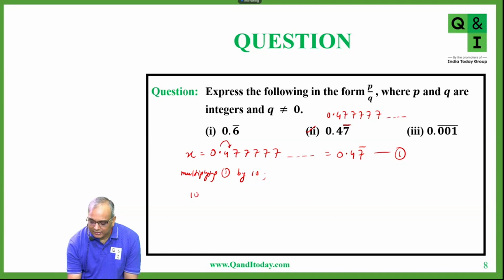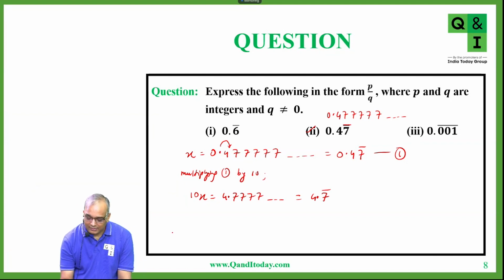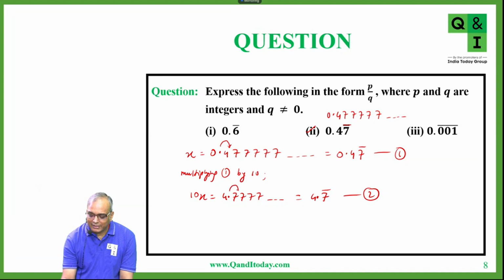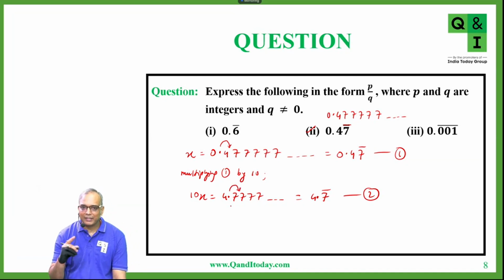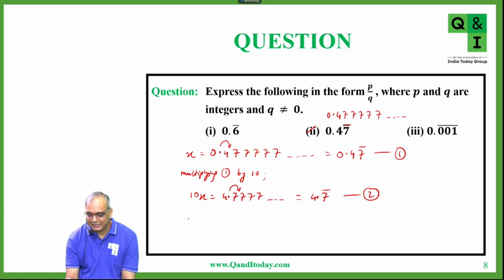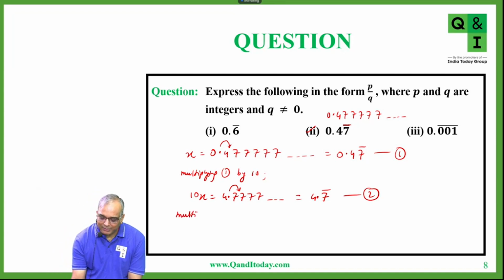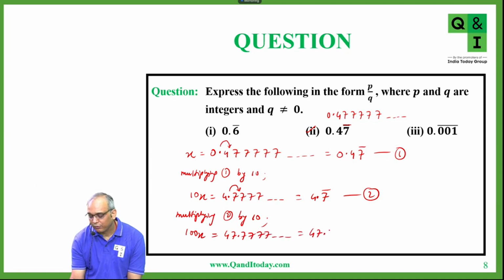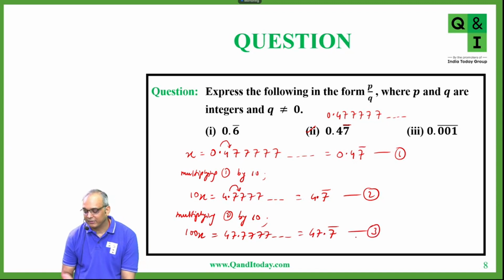So we get 10x is equal to 4.777 and so on. That is 4.7 bar. Now, again, we will move the decimal one more place to the right, after one repetition is completed. So we will again multiply it by 10. So multiplying equation 2 by 10, we get 100x is equal to 47.7777 and so on. So 47.7 bar. This is your third equation.